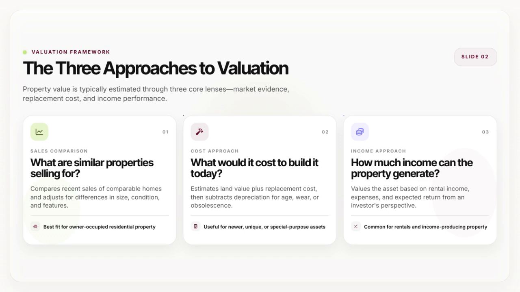This one values a property based on the income it can generate, looking closely at rental income, operating expenses, and the expected return a real estate investor would want. It's a common method for rental properties or any real estate designed to produce income. Together, these three approaches provide a comprehensive framework for understanding property value from different but complementary perspectives.